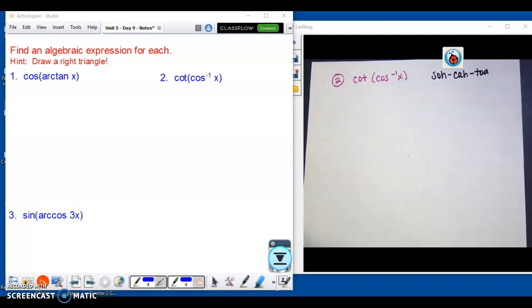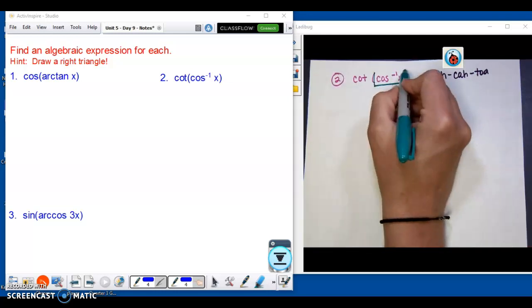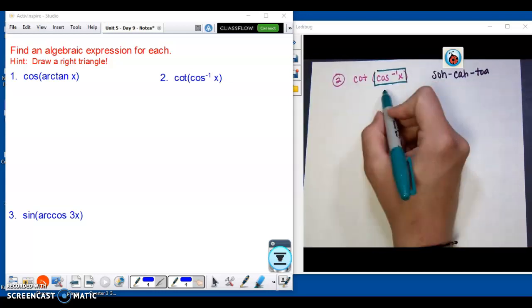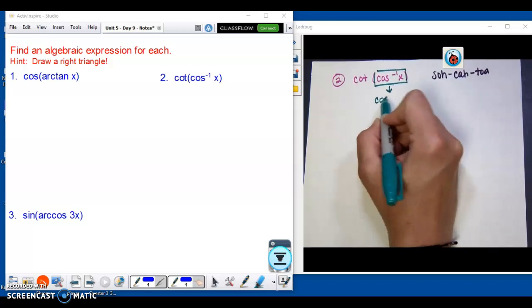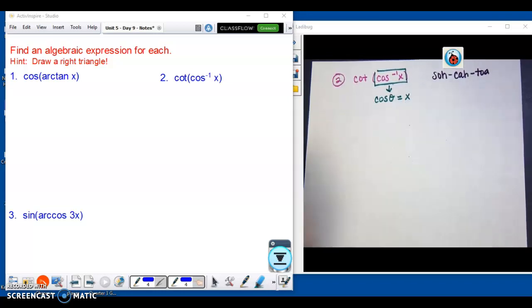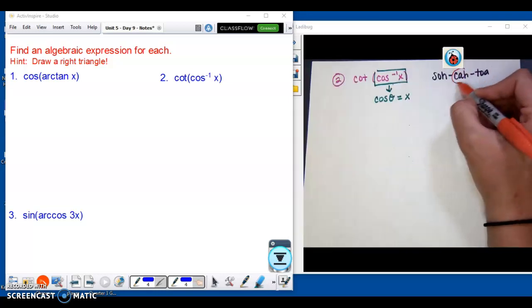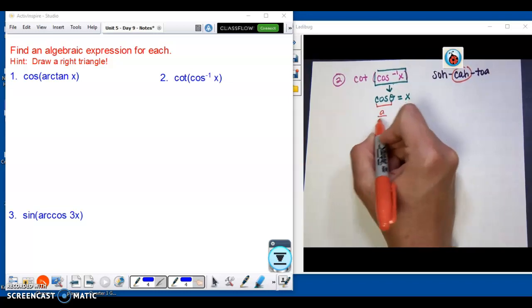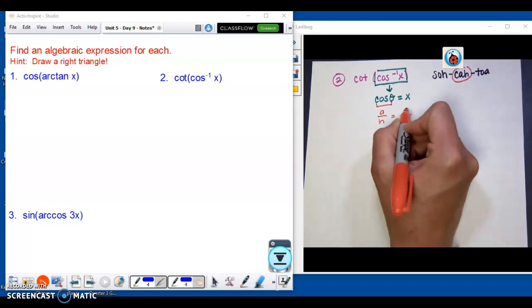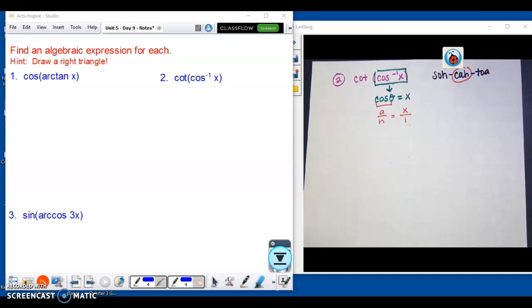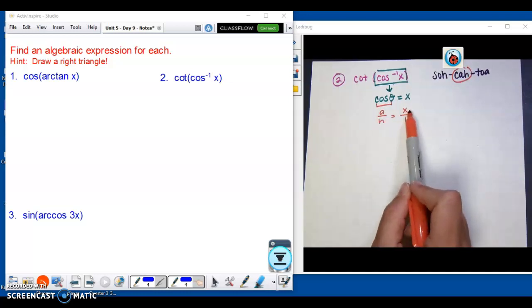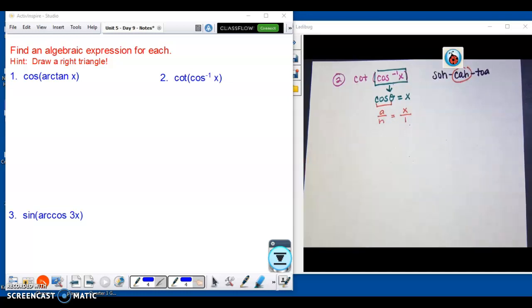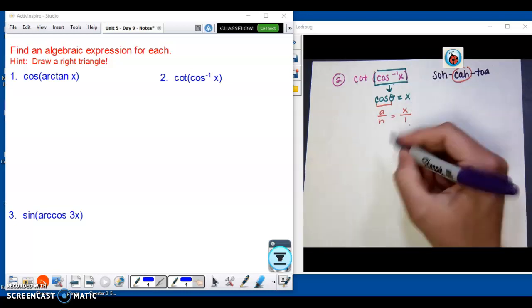Okay. Alright, so we're going to start with the inside because it's composition. That's an inverse function, so we want to rewrite it as cosine theta equals x. We know from SOHCAHTOA cosine is A over H. So this is A over H, and because it's just x, I'm going to write it x over 1. So we know that adjacent part is x, the hypotenuse is 1. So I'm going to draw a triangle.